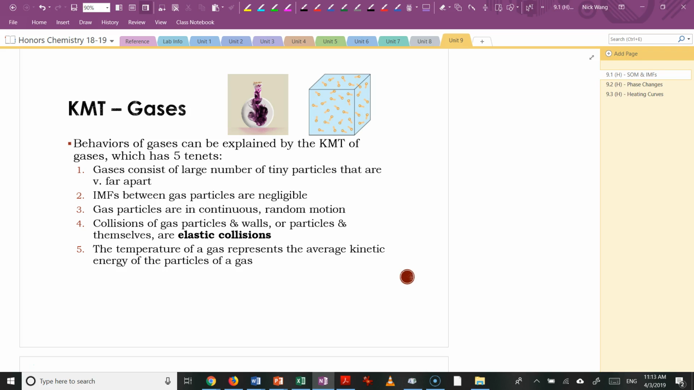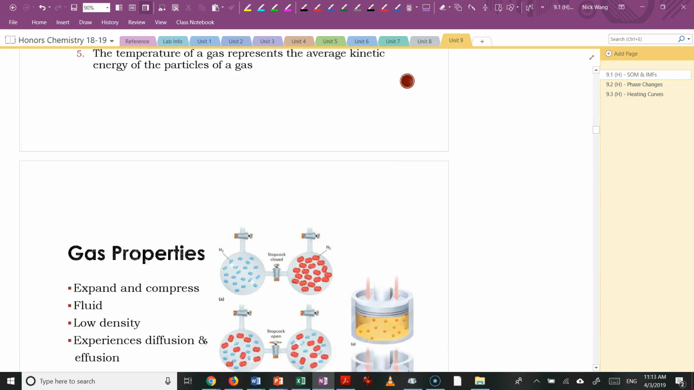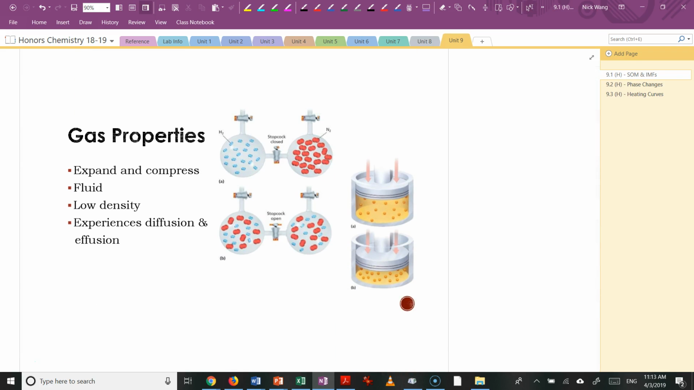The individual volume of each particle is considered negligible. Also, the IMFs between gas particles are negligible. Gas particles are in continuous random motion, and so on and so forth. So you've recognized these before, and that's how we can explain these various gas properties. For example, the fact that gases can expand and compress, right?